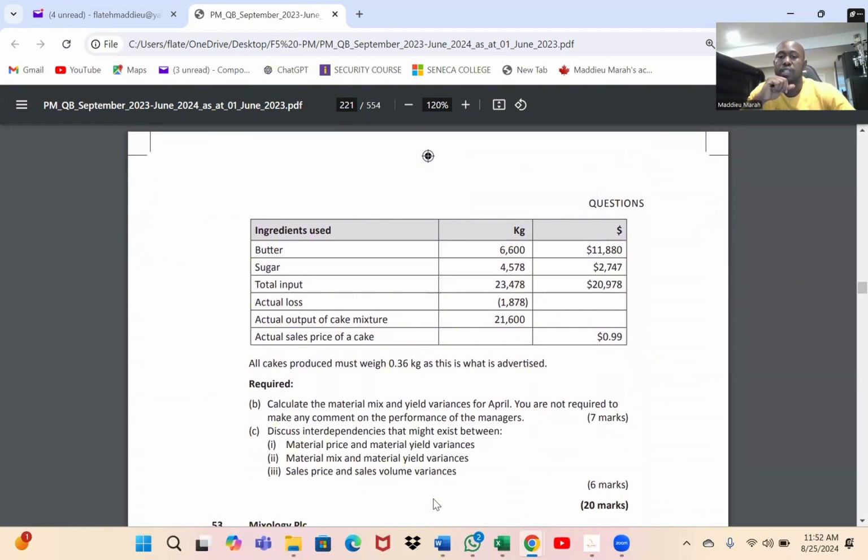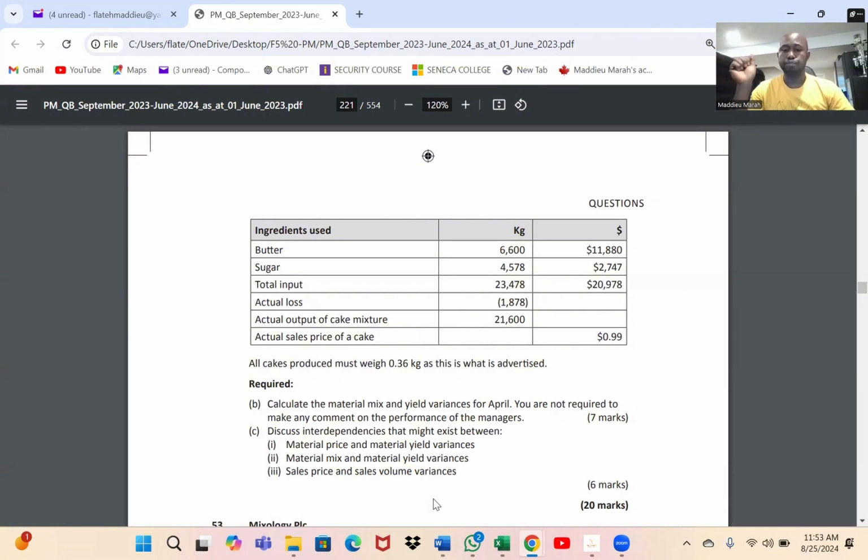All cake produced must weigh 0.36 kg, as this is what is advertised. So all cake, the output, the yield variance should make that standard. All cake should be weighed at that kg, because this is what was advertised. Required: A, calculate the material mix and yield variances for April. You are not required to make any comment on the performance of the managers. So in this one, we just have to calculate the material mix variance and calculate the material yield variance.